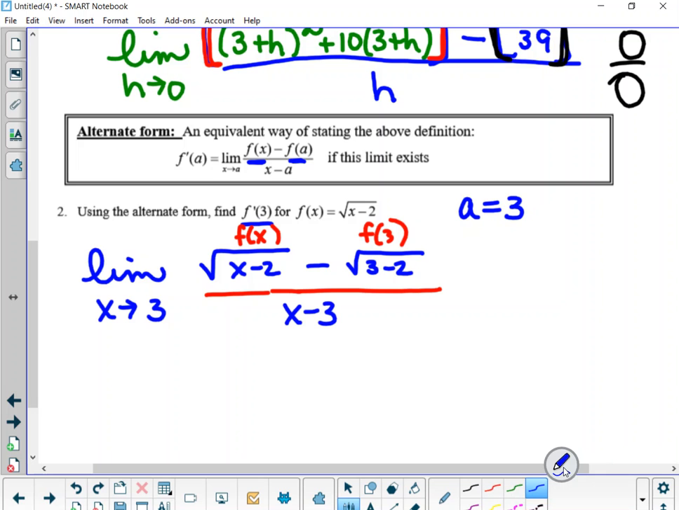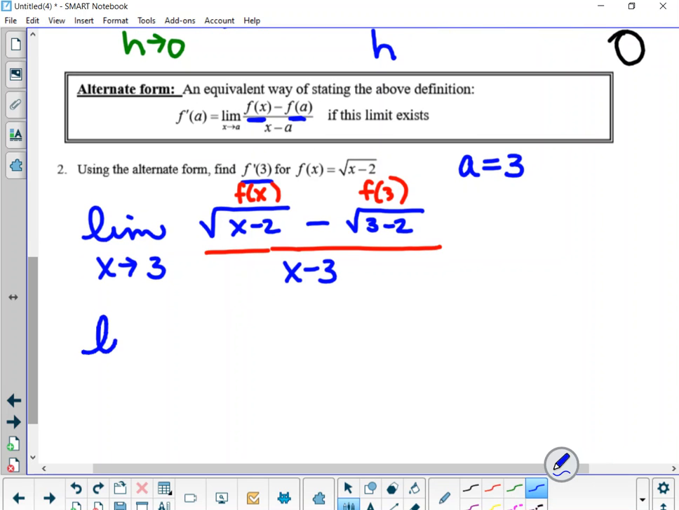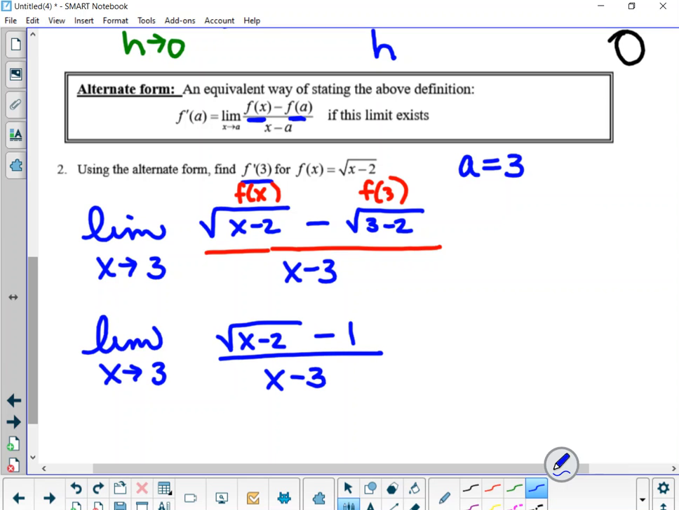Okay, and so this is going to be x minus 3. Now, this happens to be a root, which is going to take us down a slightly different path. And we could absolutely do this problem using the other definition. It tends to be a little messier, but it'll work.